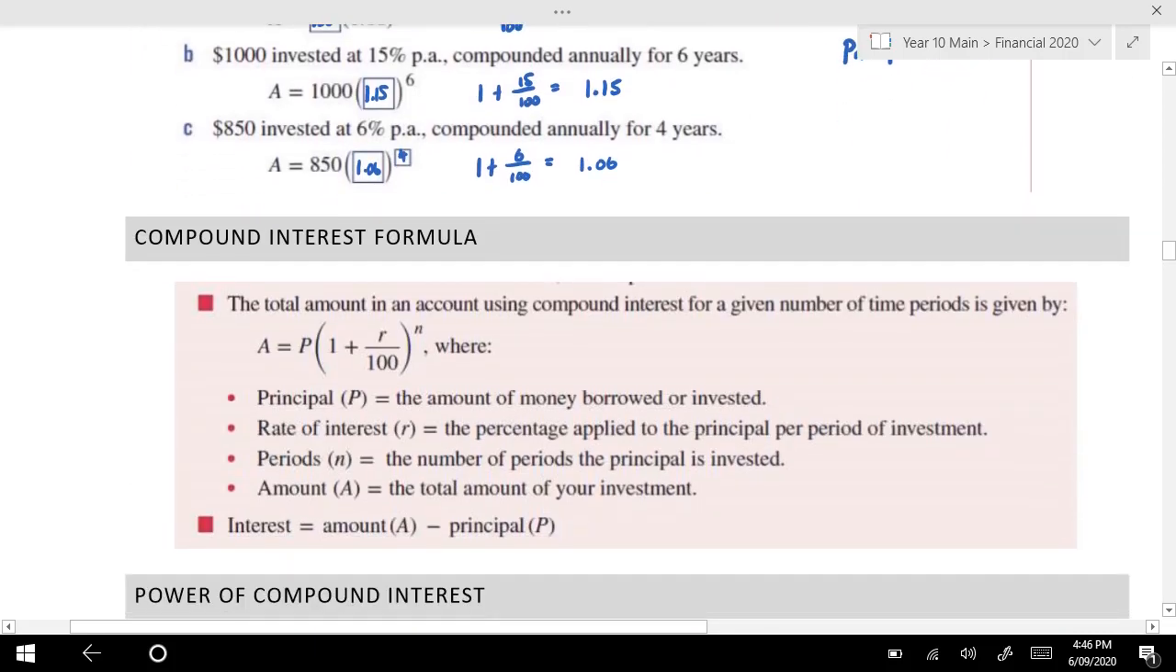All right, we're just revisiting this formula, but in a second, we're going to be looking at a different version of this, because we're not always looking at years. We can be looking at months and quarters and all those sorts of things.